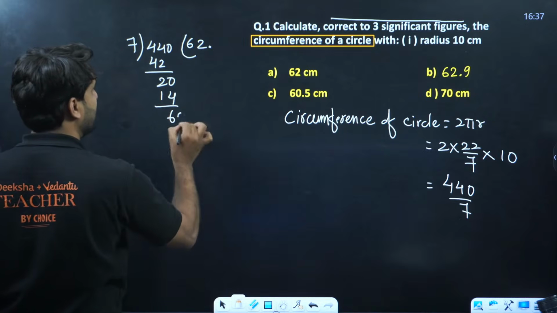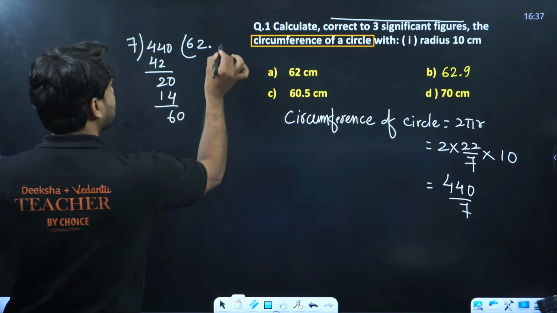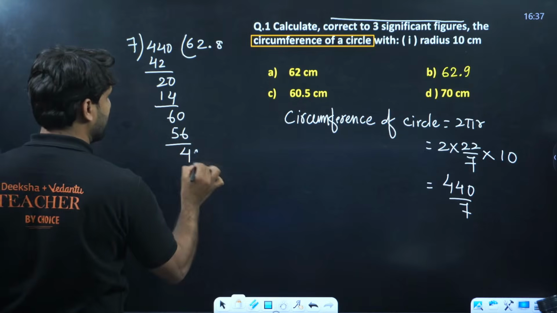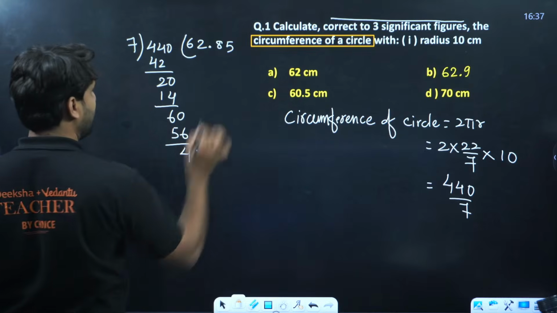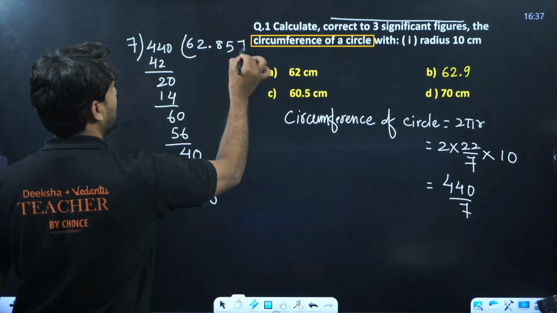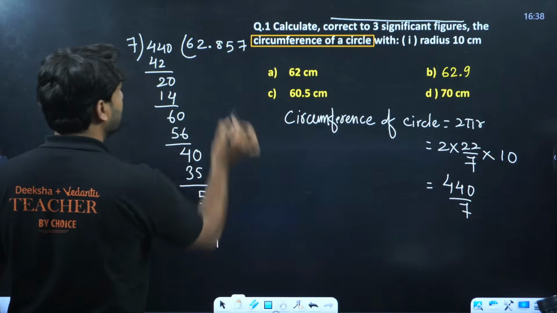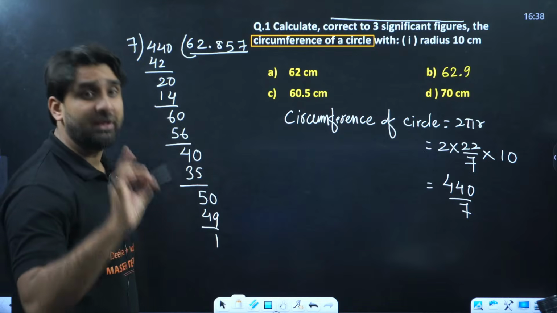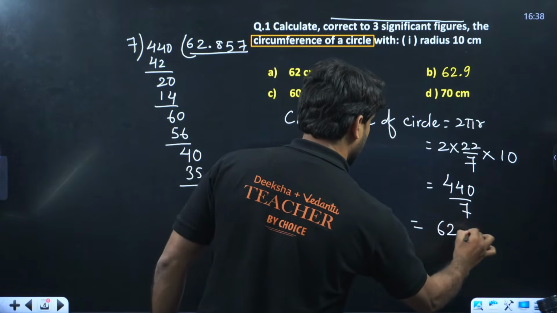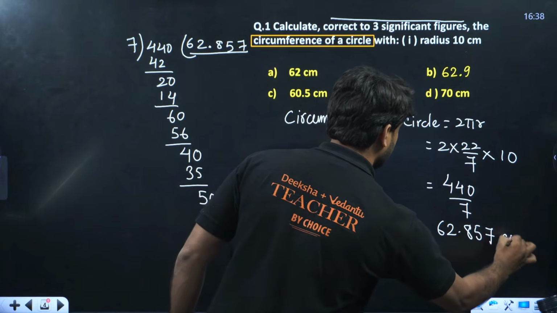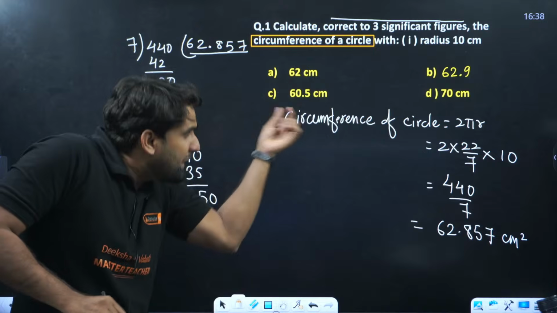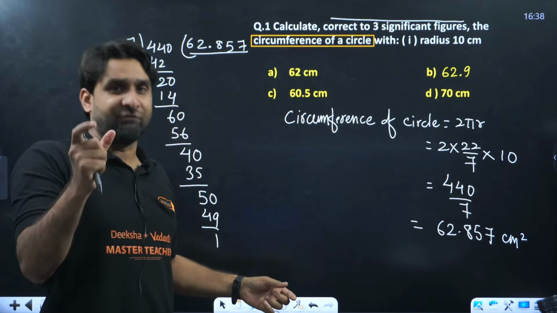After putting the decimal we can take one more 0, and 7 8s are 56, remainder 4. We have already put the decimal, so we can take one more 0. Now 7 5s are 35, then we have 50, 7 7s are 49, and so on. So the result here is a non-terminating, non-repeating decimal. So the answer here is 62.857 centimeter. But the interesting part is to calculate the answer up to 3 significant figures.